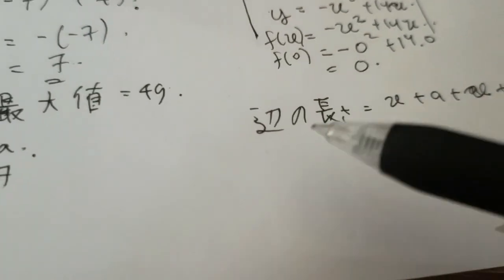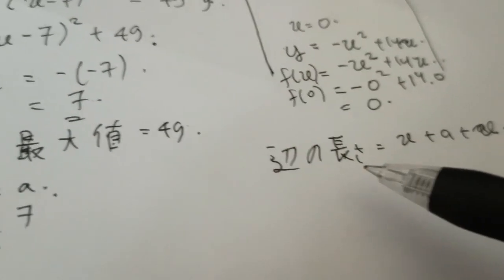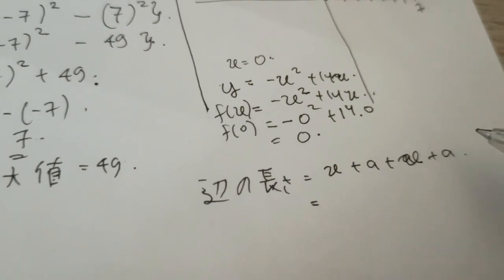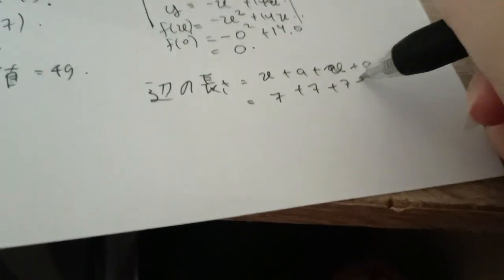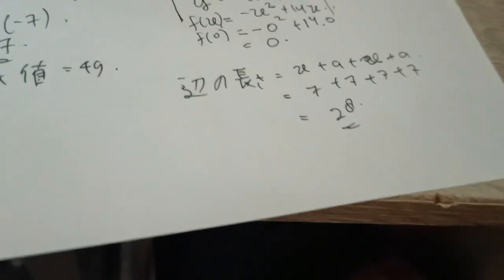So shu no nagasa, the perimeter: x plus a plus x plus a. 7 plus 7 plus 7 plus 7, 28. Only like that.